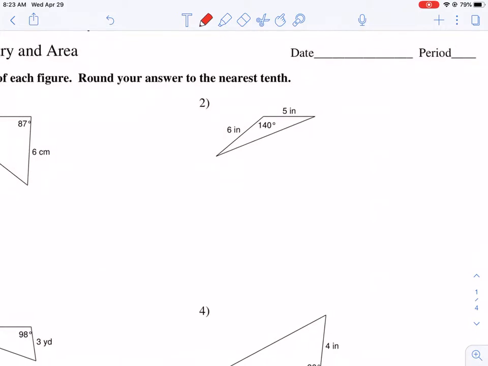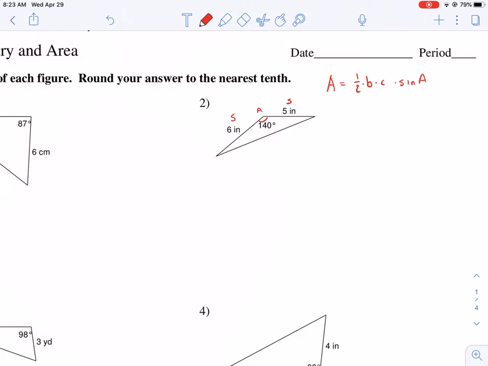So in a previous video I talked about how we can find the area of any triangle given a side, an angle, and a side with this formula: 1/2 b times c times sine of the angle, sine of A.